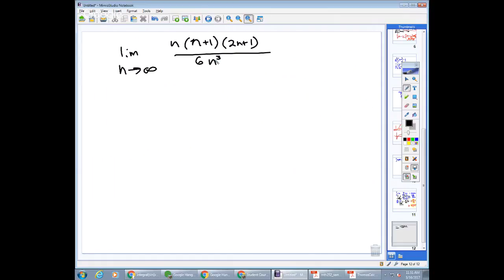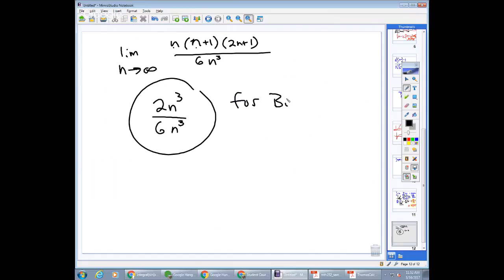Now, if you remember back from your limits of polynomials, all that matters is the leading coefficients if they're of the same degree. So what's the leading coefficient of the top? Well, that would be n times 2n. So in the top, the leading coefficient is 2n cubed. Bottom clearly is 6n cubed. And for big n, this is all that matters. The n cubes essentially divide out, leaving me a limit of 2/6 or 1/3.